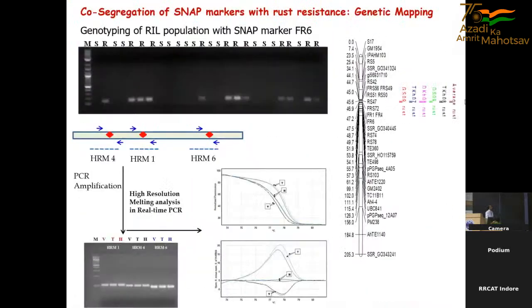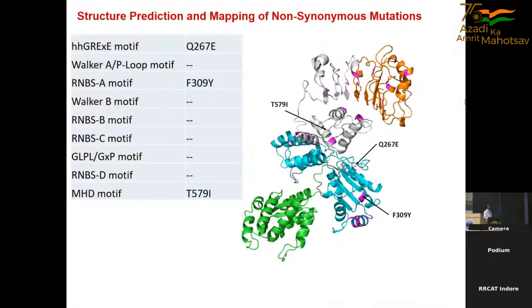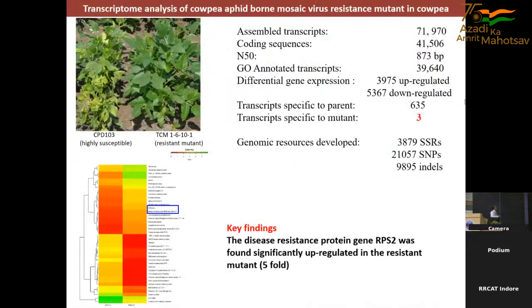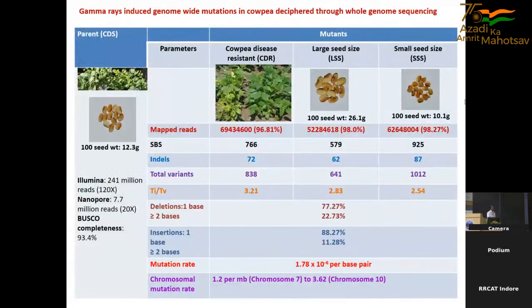I'll just skip some of the slides for want of time. So we are also working on improving the genomic resources for crop improvement. We are doing whole genome sequencing so that we can develop more markers for crop plants and analyze the mutations. This is one example where we analyzed the transcriptome level of mutants, like the cowpea mosaic virus resistant mutant, and we found that some transcripts are unique to the mutants, not present in the parent. Such information we are collecting.